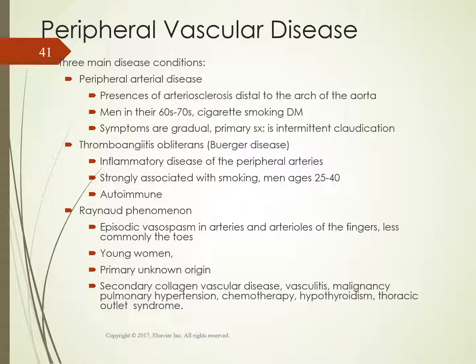It's treated with calcium channel blockers, nitric oxide agonists, alpha blockers, prostaglandin agonists, and endothelin antagonists. Symptoms are caused by slow, sluggish blood flow and can often lead to gangrenous lesions and amputations. It's mainly in young women.